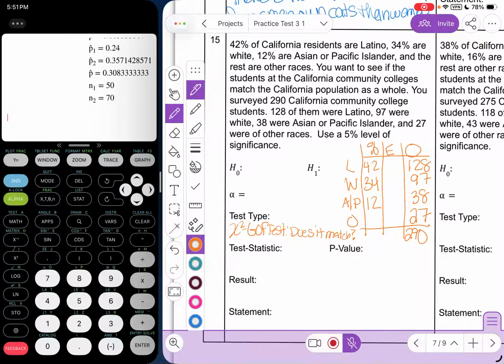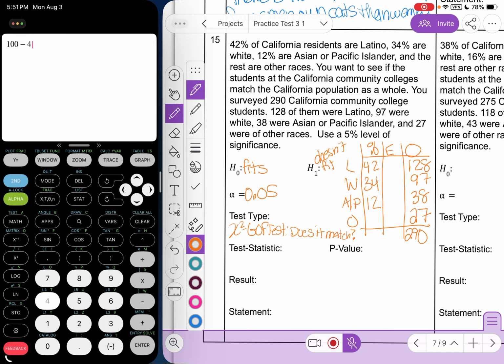So now that means we say, does it fit or doesn't fit? So it either fits or doesn't fit. They tell us 5% level of significance. So we need to figure out the expected value. Well, percents add up to 100. So if I subtract 42, 34, and 12, I'm left with 12%.